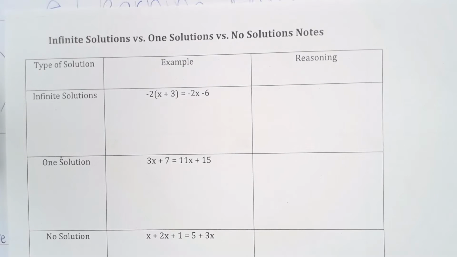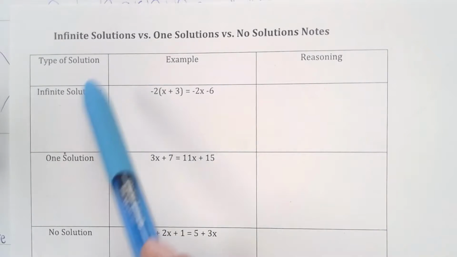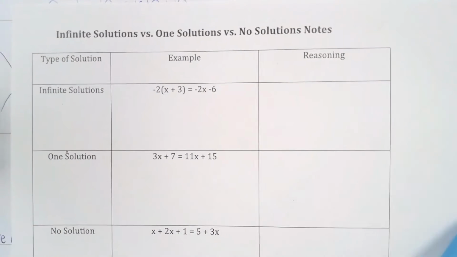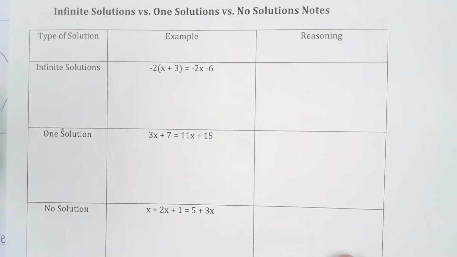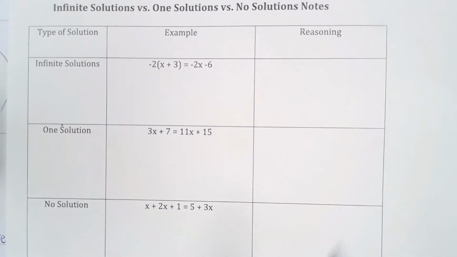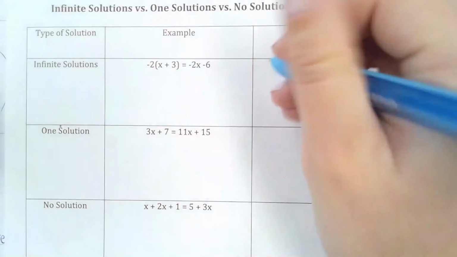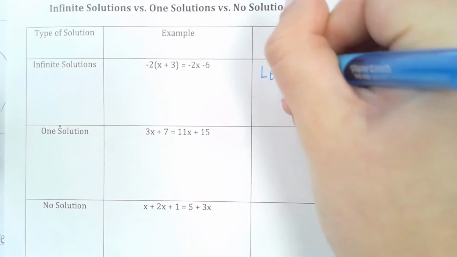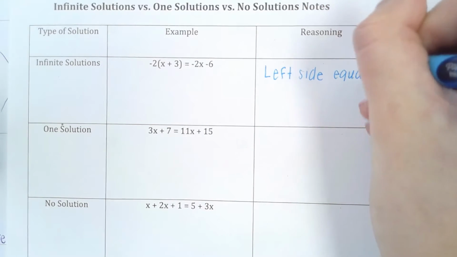Okay, so today we are talking about variables on both sides of the equal sign and talking about the different solutions that you can get. The types of solutions that you can have are infinite solutions, one solution, or no solution. When you get infinite solutions, your reasoning is that your left side is always going to equal the right side. So left side equals right side.